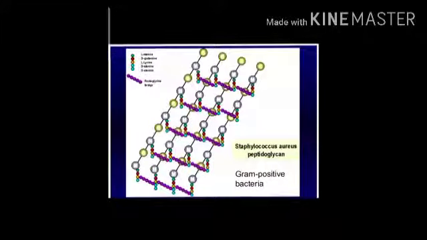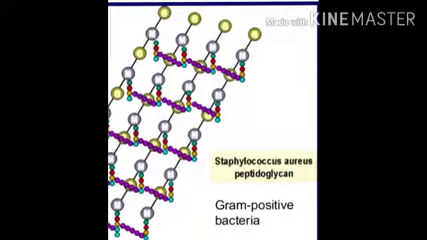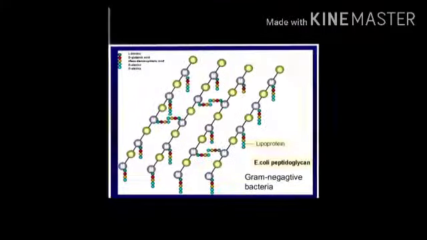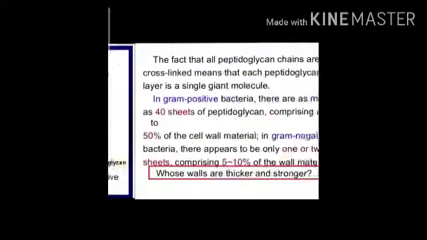This is the structure of gram positive bacteria. It shows N-acetylglucosamine and muramic acid, which is attached to L-alanine, glutamine, lysine, alanine, and there is a glycine bridge between these amino acids. That is the gram positive bacteria structure. Second is the gram negative bacteria structure, like this.